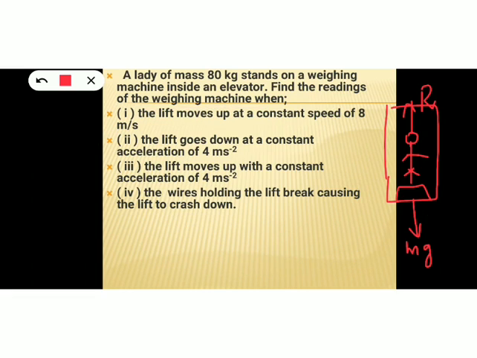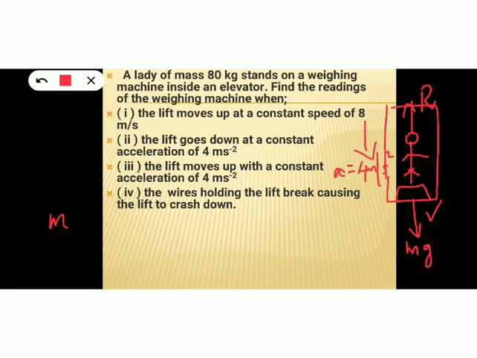Next, let's discuss the second case. The lift goes down at a constant acceleration of 4 meters per second square. So now the lift goes down, and the acceleration is 4 meters per second square. Again, the normal reaction force and mg are still there. So what will be the equation of motion? Here the lift goes down, so which force will be dominating? Lift goes down means the lift is moving along the direction of mg, because mg is acting downwards.